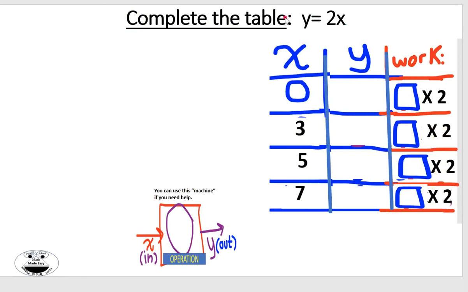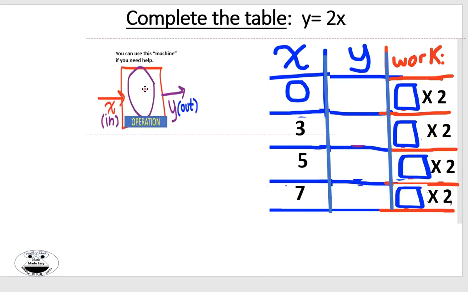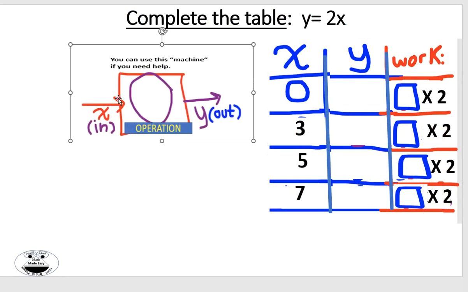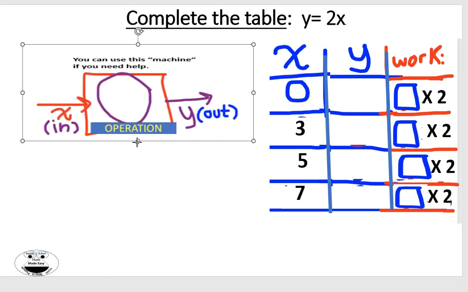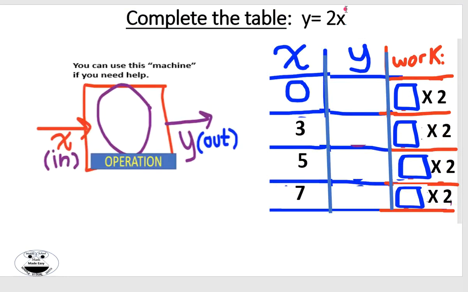Here is an example where we have a different operation, and there are 2 methods we can use. We can use this method with the machine, or we can use this method here, writing out the operation. So first we need to know what operation this is. This is where some students get confused because they don't see an operation here.